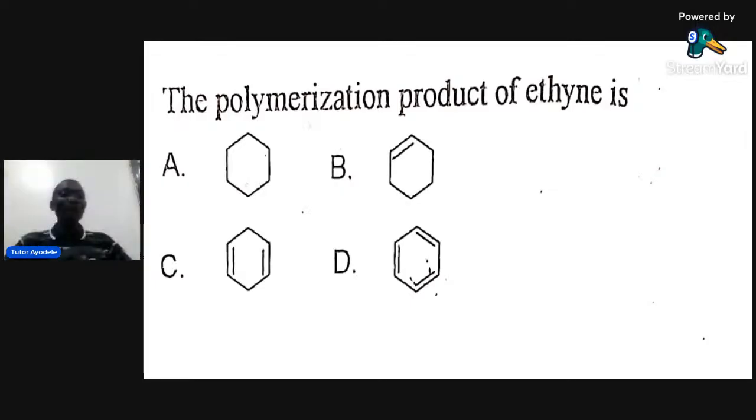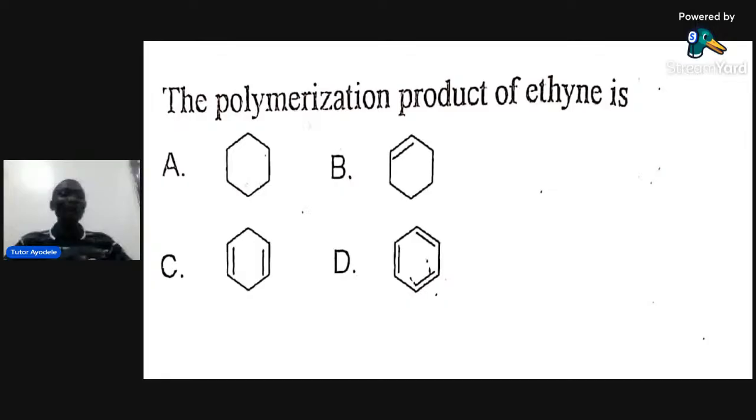If you look at option A, does it have a double bond? It's only a single bond. That is cycloalkane. Option B is cycloalkane. Option C is also cycloalkane. But option D is benzene. Take note, benzene always has double bonds. It will be 3 inside the benzene structure. It must be 3.